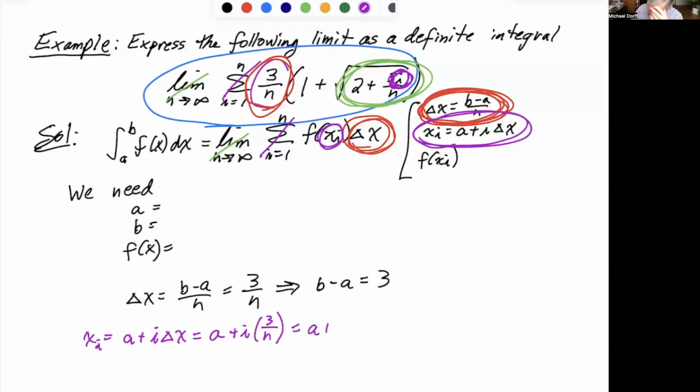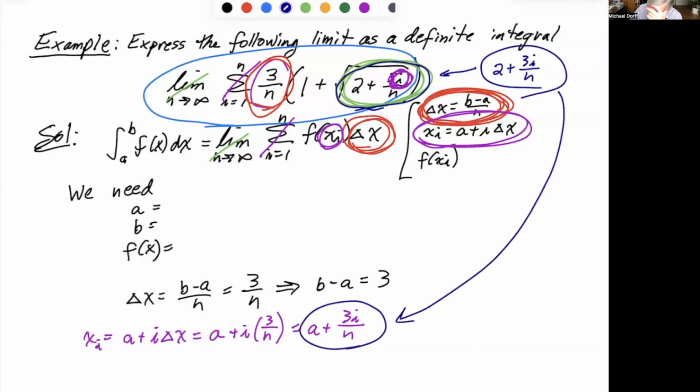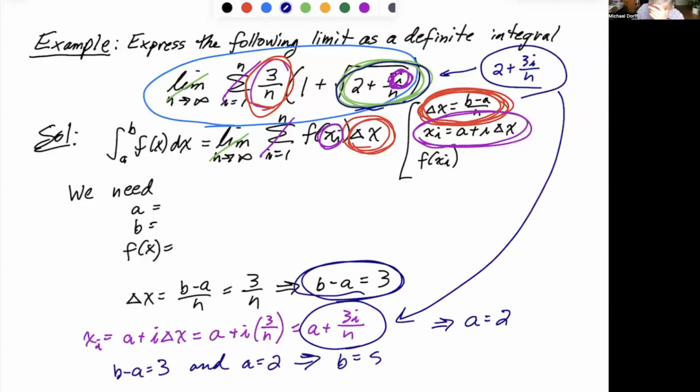So I'm going to get an a plus 3i over n. Going back, it's a little hard to see right now, but this green part here was 2 plus 3i over n inside, underneath that square root. So that and this go together, and that suggests that a is going to be 2. Since a is 2, and I know that b minus a equals 3, that gives me that b equals 5.